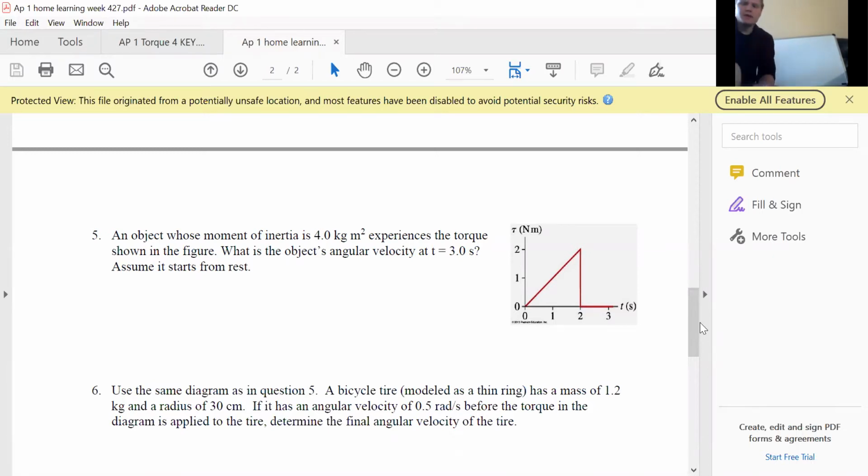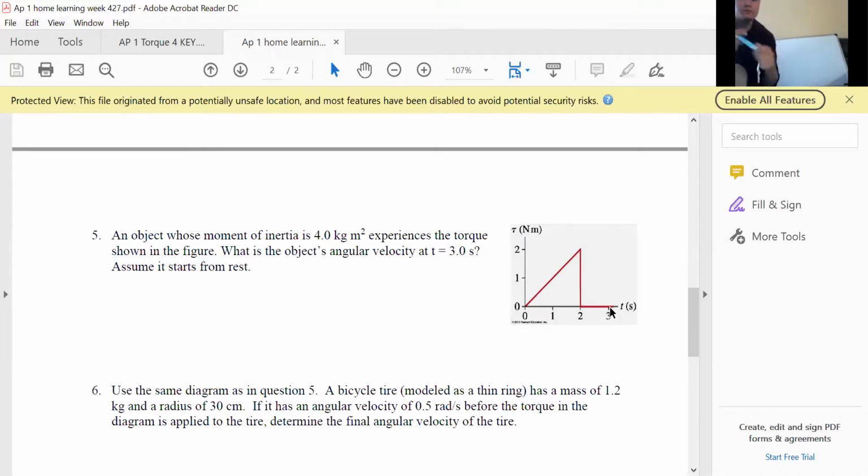Well, I'd like you to notice one thing: this graph tells us that we have a variable torque. First, it starts at 0, and then at 1 second, it's at 1, and then at 2 seconds, it's at 2, and then all of a sudden it drops off, and at 3 seconds, we have no torque. So therefore, if I can find the final velocity at 2 seconds, that will be the same as the velocity at 3 seconds because the torque is no longer being applied.